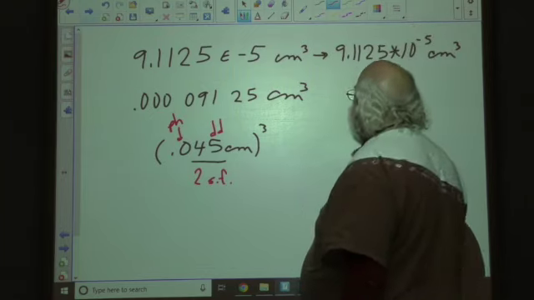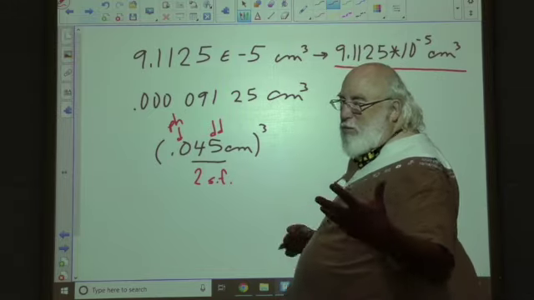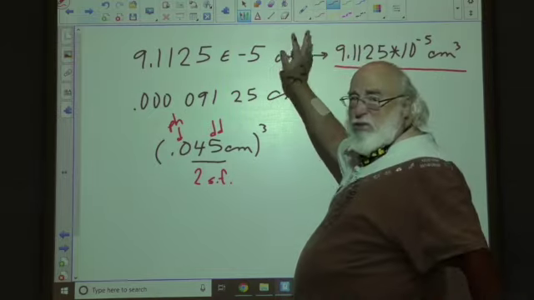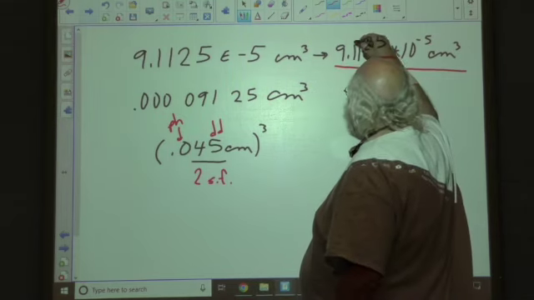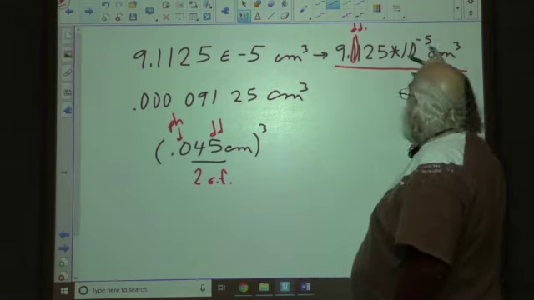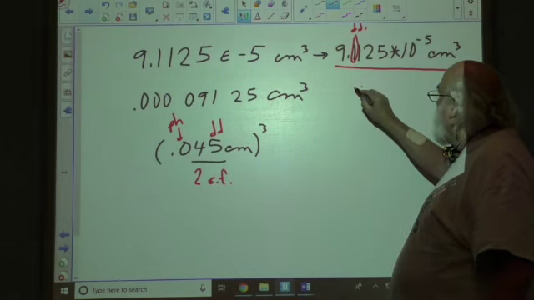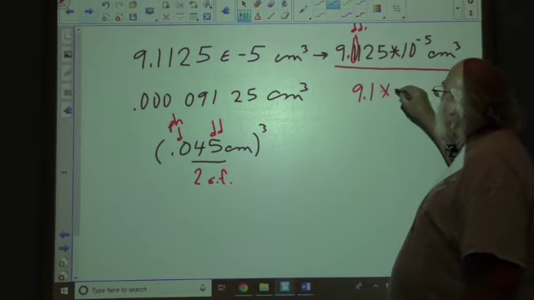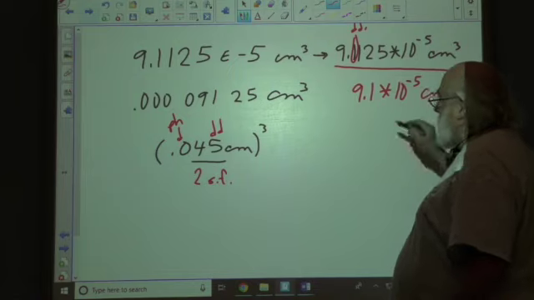So, if we use this number right here, we can round it off very easy. I mean, this is why I really like scientific notation, because it really simplifies a lot of things. This is number 1, this is number 2. So this is going to be your doubtful digit. The number next to it is a 1, so it doesn't change. The 1 here, so that becomes 9.1 times 10 to the -5th cubic centimeters.